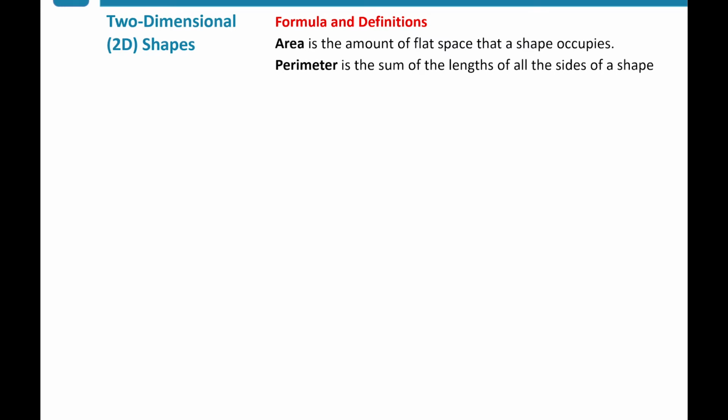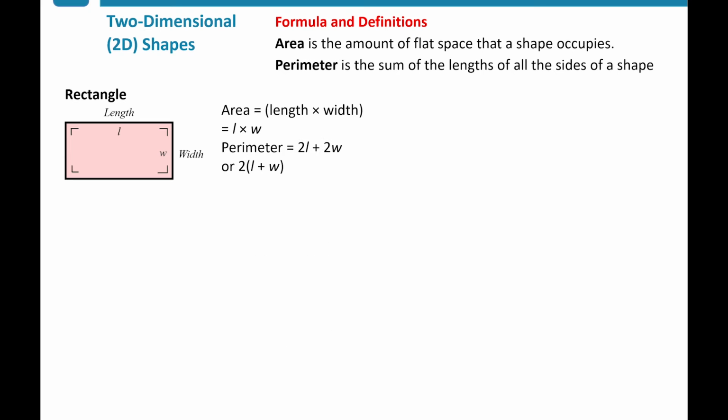Let's remind ourselves of our formulas and definitions for 2D shapes. The area is the amount of flat space that a shape occupies, and the perimeter is the sum of the lengths of all sides of a shape. This is a rectangle. The area of a rectangle is given by length times width. The perimeter is given by 2 times L plus 2 times W.